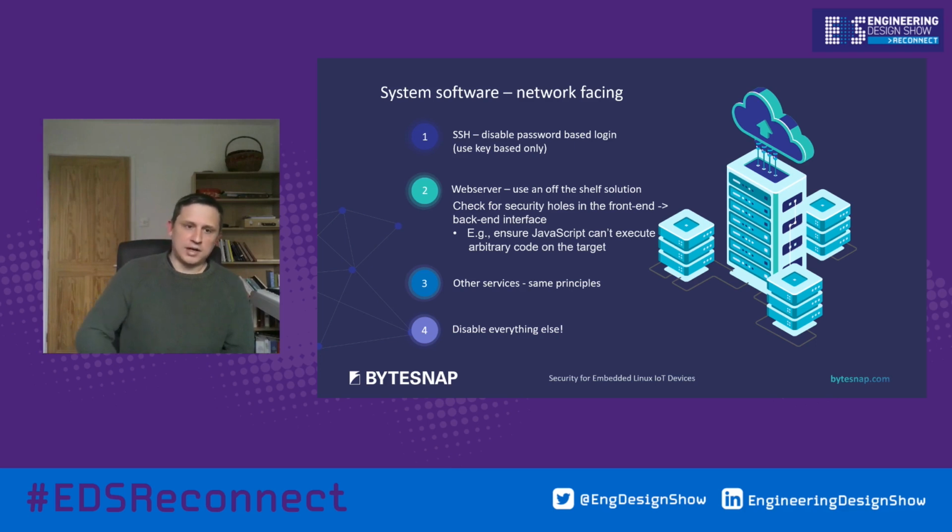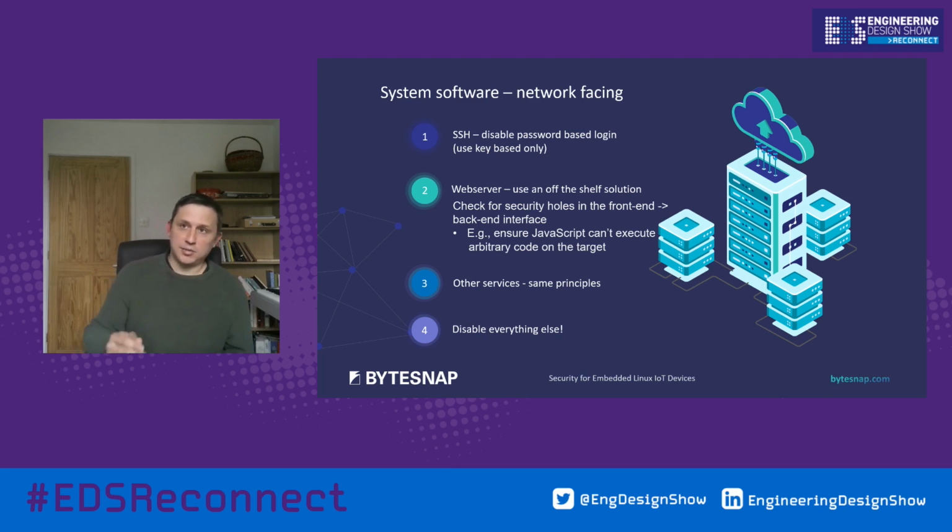Right, okay. So system software, SSH, it's a great tool. That's secure shell. It's used to log in over the network into a device and get a command line. But you do need to lock it down. You should disable password-based login and just use key-based only. So again, with that sort of public-private key, you keep hold of the private key and you put a public key on the device, in the authorized keys file, and that means that you can use the private key to log in.